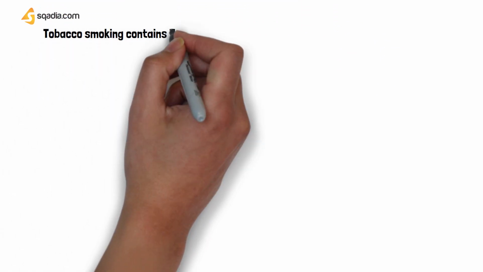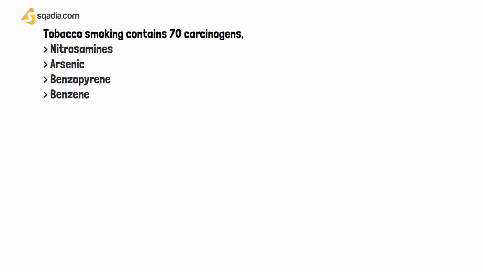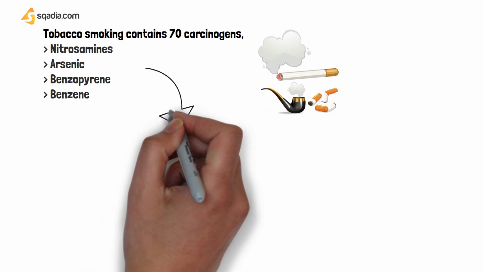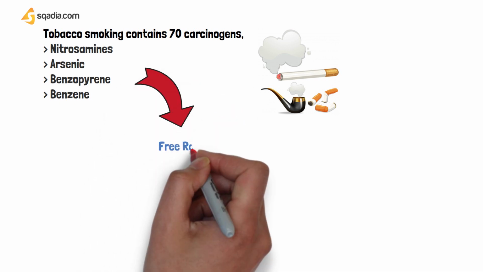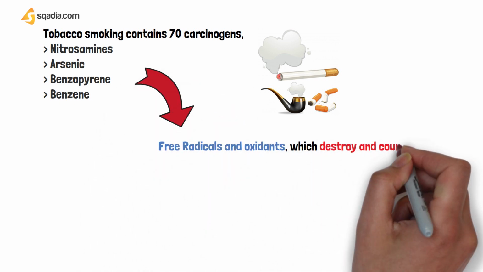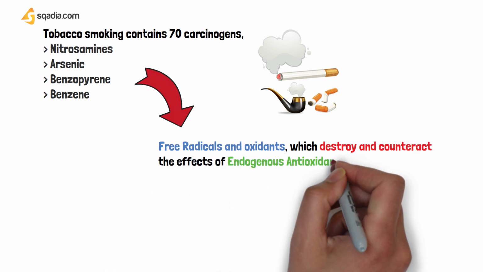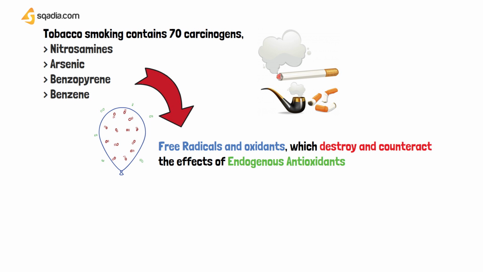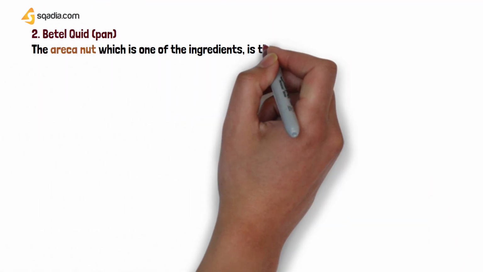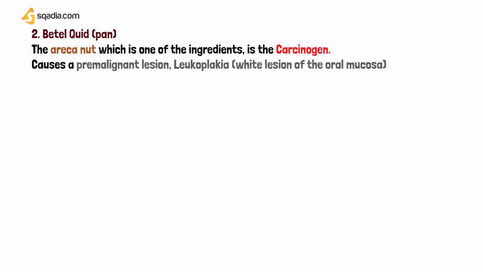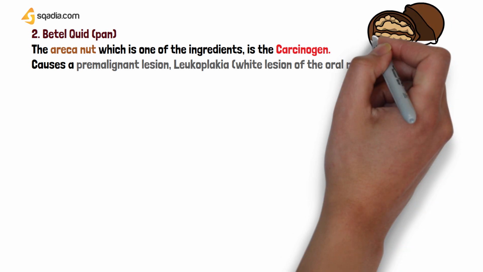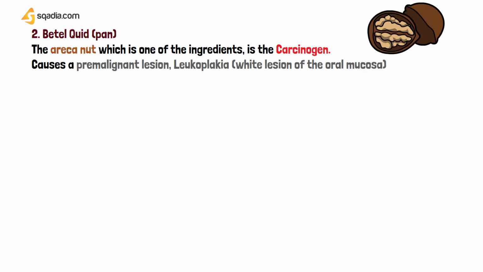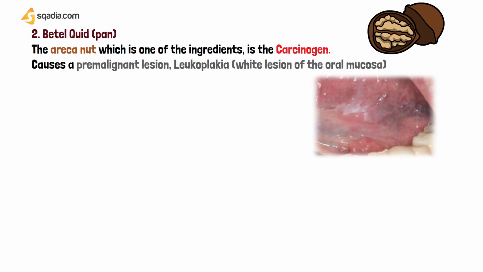Tobacco contains around 70 carcinogens, including nitrosamine, arsenic, benzopyrene, and benzene. These carcinogens produce free radicals and oxidants, which counteract and destroy the good endogenous antioxidants inside our body. Next, betel quid or pan. The areca nut, which is present inside the betel quid, is one of the ingredients, and it is carcinogenic. It causes a leukoplakic lesion, which is a premalignant lesion.